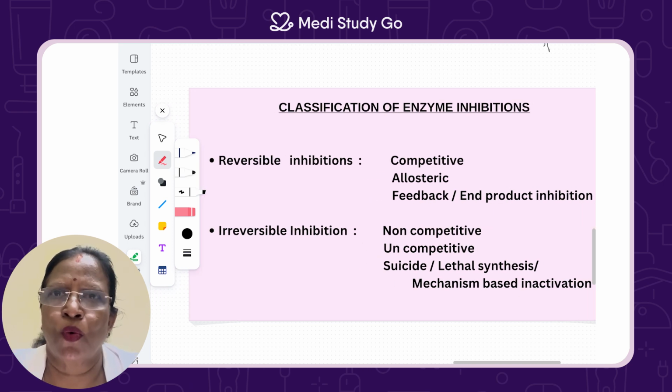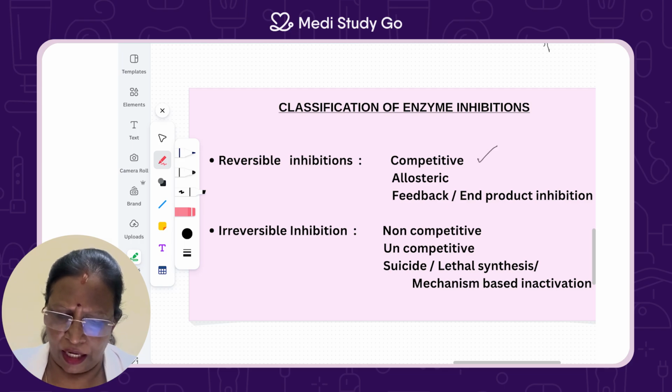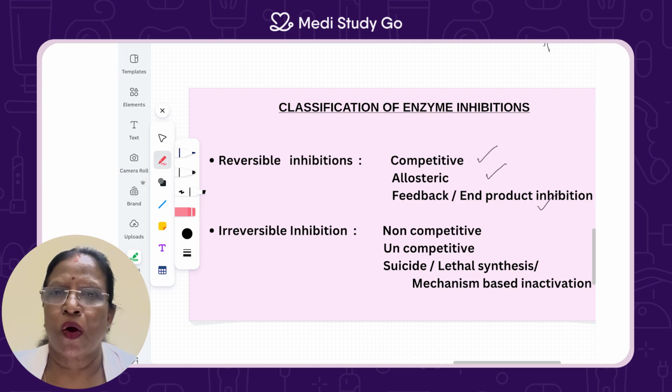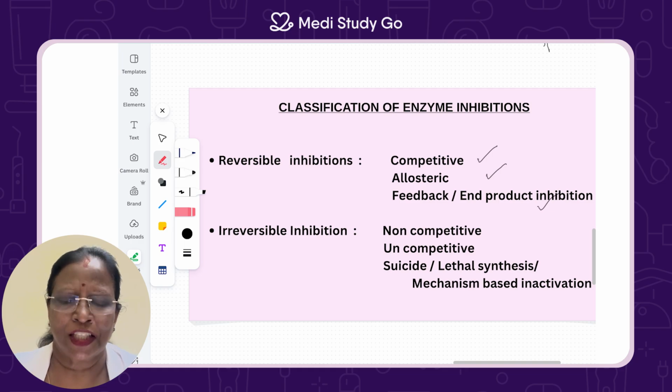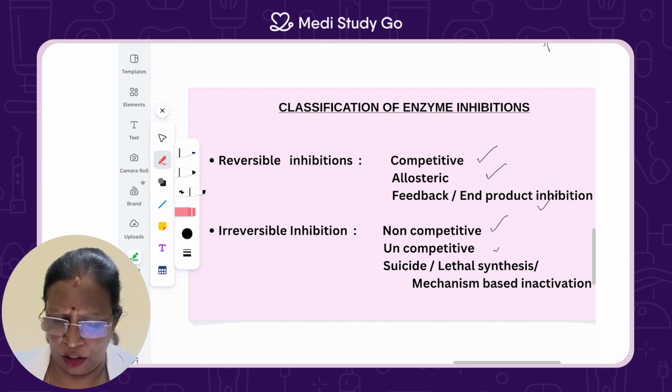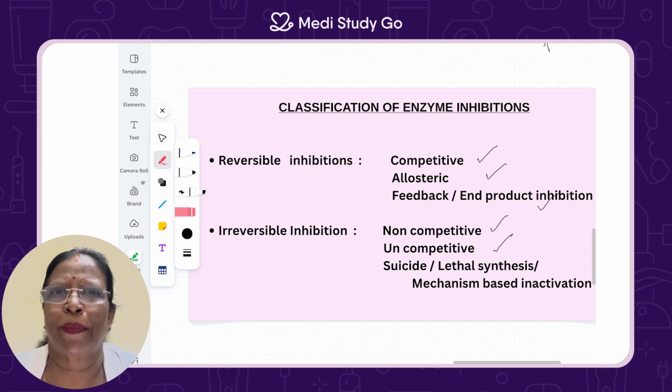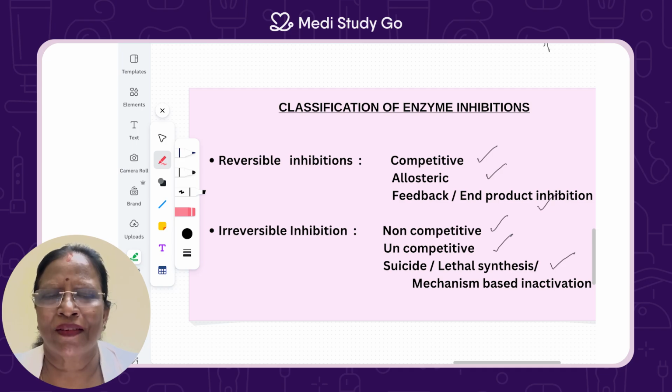Reversible inhibitions are those which can be reversed. There are three different types of reversible inhibitions. You have competitive inhibition, allosteric inhibition, and feedback or end product inhibition. The second type is irreversible inhibition. There are three types of irreversible inhibitions: the non-competitive inhibition, uncompetitive inhibition, and suicide inhibition or lethal synthesis or mechanism-based inactivation. So with this, we finish part 1 of this topic, that is classification of inhibitions.